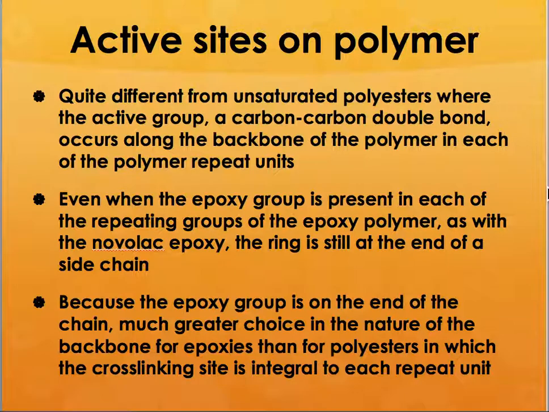When you have active sites on the polymer, they are present along the backbone of the polymer in each of the polymer repeat units. And one thing to note is that because the epoxy group is at the end of the chain, you have much greater choice in the nature of the backbone for epoxies than for polyesters. So epoxies have got greater flexibility for the types of reactions that can take place compared to polyesters.